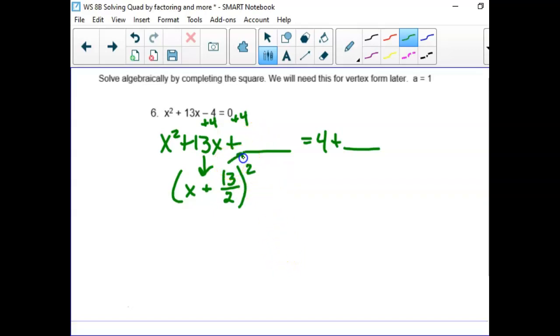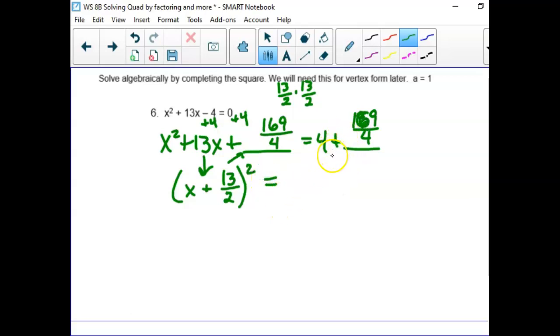Then we're supposed to square it. 13 over 2 times 13 over 2. Anybody know what 13 times 13 is? 169. 2 times 2 is 4. Okay, we got that. Again, it was 13 over 2 times 13 over 2. We were squaring it. We ended up with 169 over 4. Whatever we put in that one, we got to put in this one. So much uglier when it's not an even number.